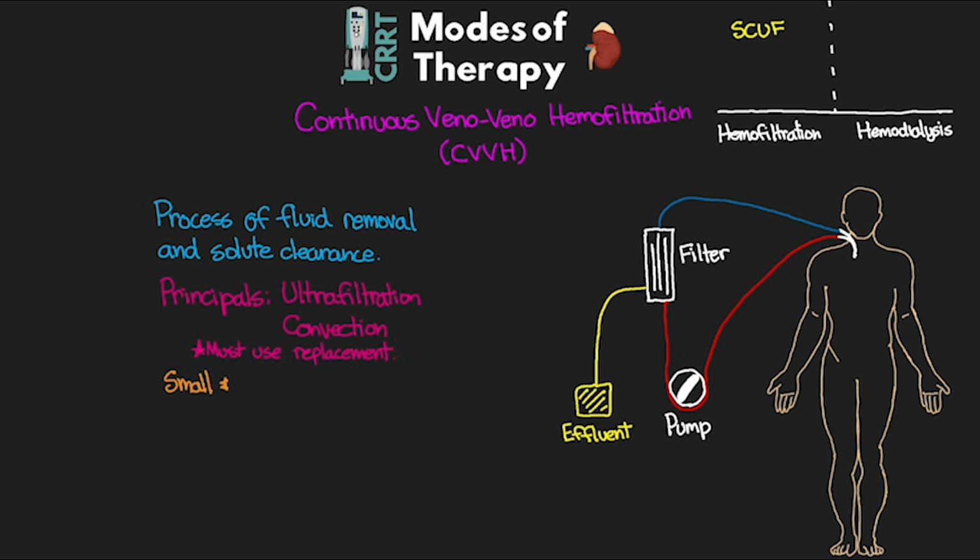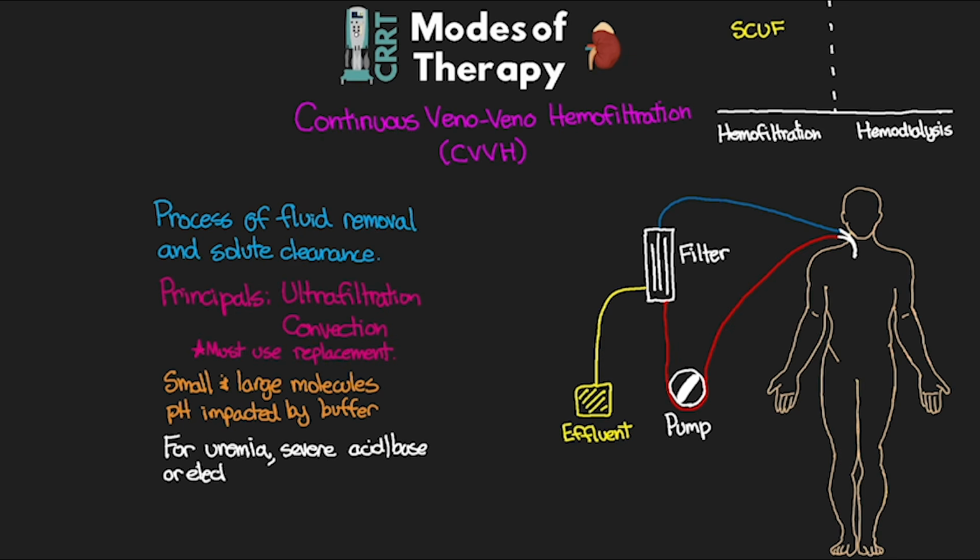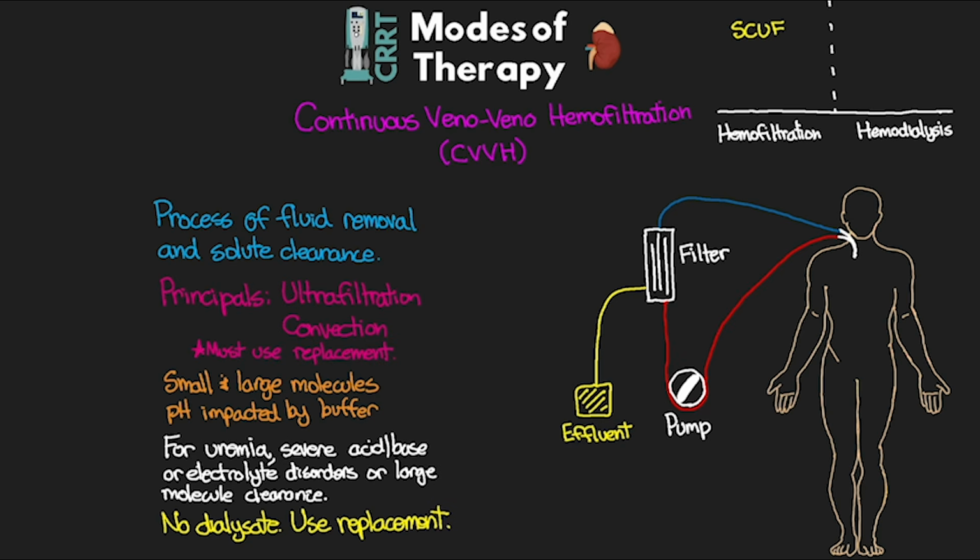Now again, this is going to remove both the small and large molecules, and we will see the pH will be impacted by the buffer that's being contained in our replacement solution. Now this therapy is going to be indicated in uremia and severe acid-base or electrolyte disorders, or if the removal of large molecules is needed. And for this mode, we're not going to have any dialysate that's used, but we are going to be using replacement fluid. So let's go ahead and add this mode to our chart that we have here. And again, this one's going to be listed under our hemofiltration side.